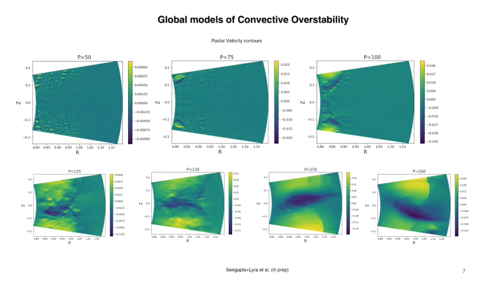I'd like to show here too, this is work in progress, doing global models of convective overstability. These are models done by Debanjan Sengupta, who is a postdoc here with us. You can see here that you can start right from these linear modes, these convective modes, and then at later times you have these huge bulk motions in the box. We are still analyzing this.